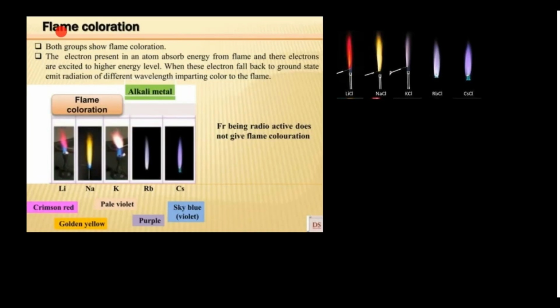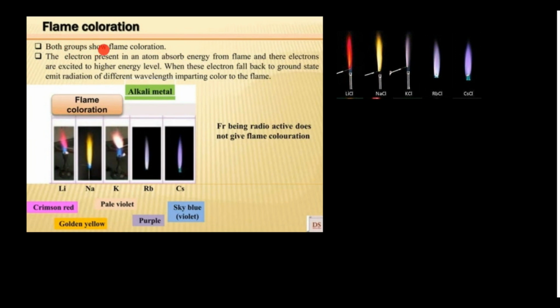And now the very, very important aspect, which is the flame coloration. That means when you burn the alkali metal chlorides, generally first of all you convert your metal into the metal chlorides, and then the metal chlorides are subjected to the flame, and when these compounds burn, they give the color. This is something very important which you should know.